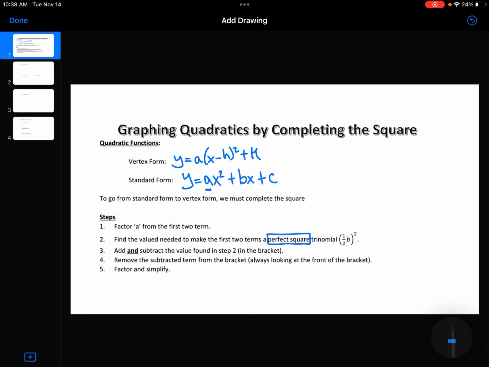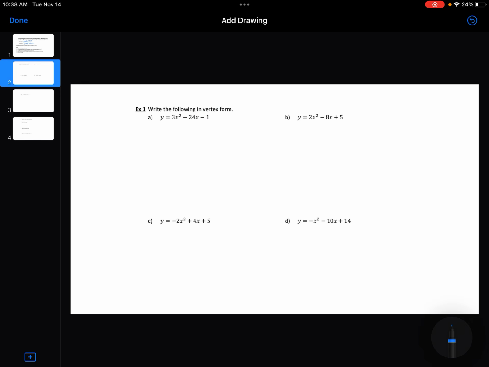Okay, we're making a perfect square trinomial, which is what this part of our quadratic is, that (x minus h) squared. That's a perfect square trinomial. And the way we're doing that is we're halving our b value and then squaring it. After that, we need to add and subtract that value. Now, sometimes that's a little bit different because when we add in a number in front, it does change the value that we're adding, and then we factor and simplify. So we're going to do 4 examples here.